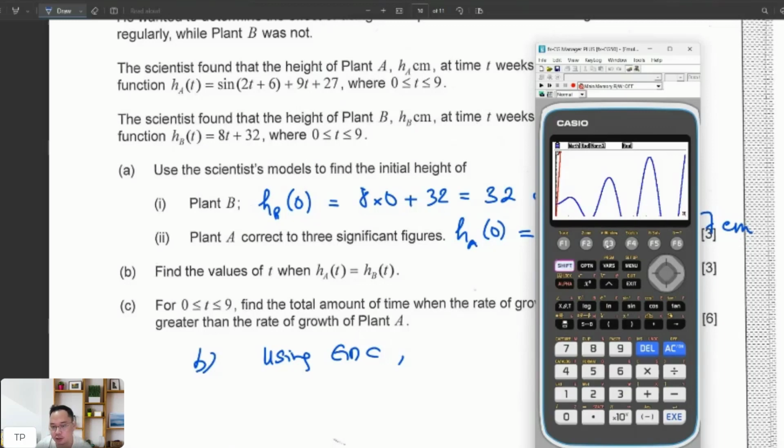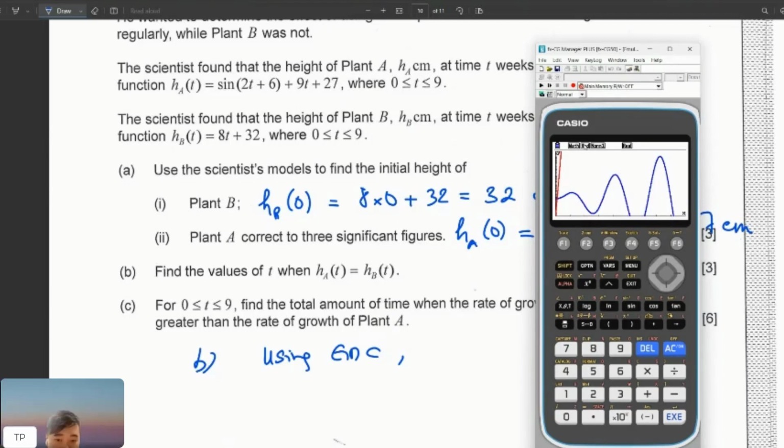Okay, change the window again. Minimum is negative value 0. Okay, make it 0. The X here maximum 9. Change it again and draw. Okay, only one intersection. That makes sense because this is a linear graph, 8x plus 32. It just goes up like that. The height of that, the other plan varies weirdly.